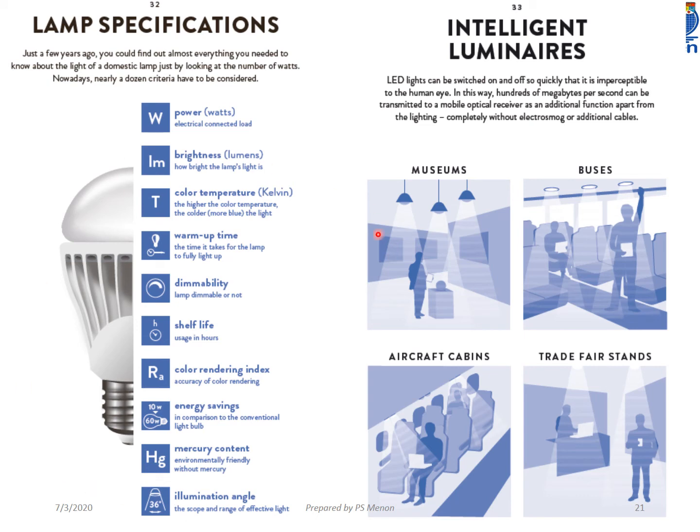Okay, we spoke about this, the intelligent luminaires, LED lights. They can be switched on and off. Not only can they be used for Li-Fi, they can also be used for automated switching off. Hundreds of megabytes per second can be transmitted to a mobile optical receiver as an optical function apart from the lighting, completely without electrosmog or additional cables. You can use it in museums, in buses, aircraft cabins, and also in trade fair stands. So luminaire Li-Fi. Okay, this is for Li-Fi.